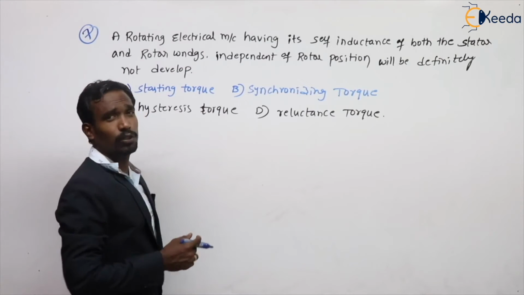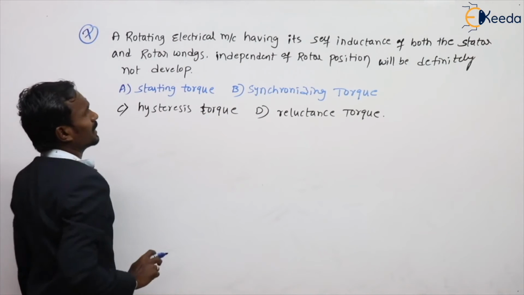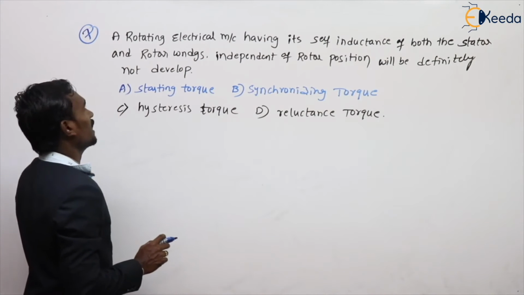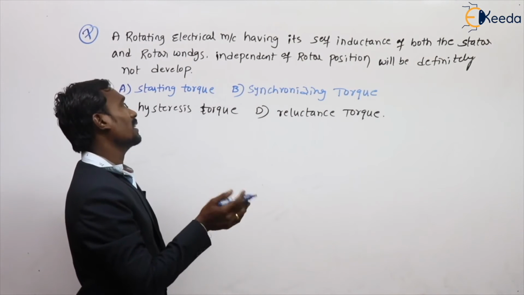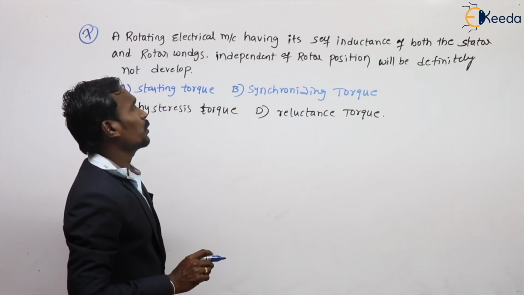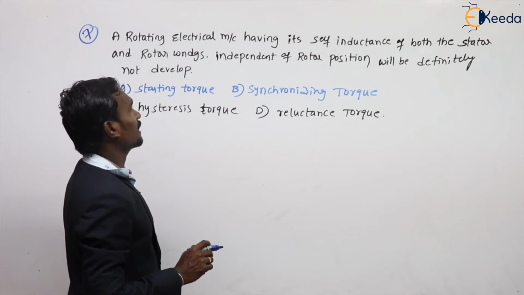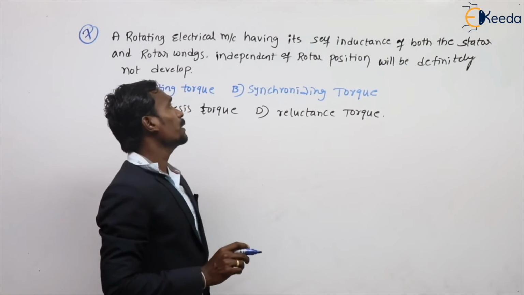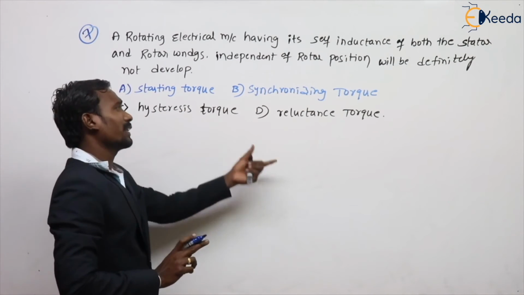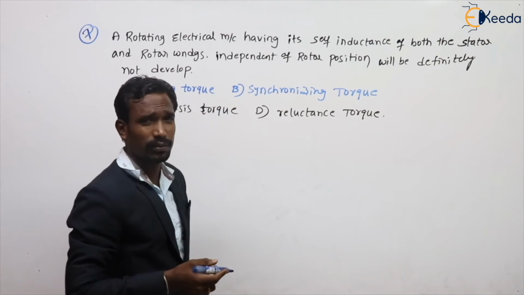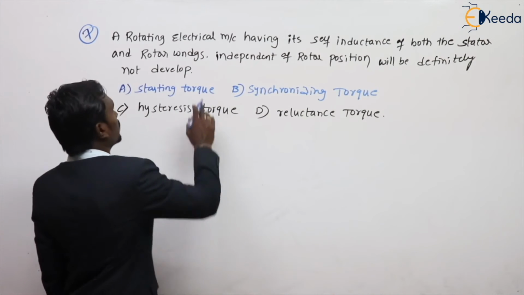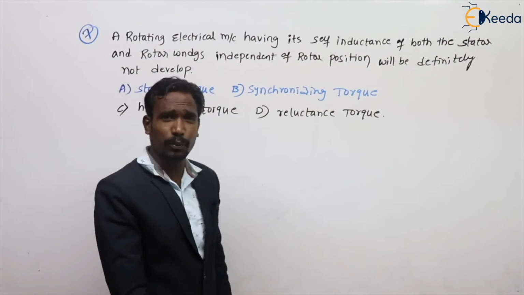Right? See this question. A rotating electrical machine having self-inductances of both the stator and rotor windings independent of rotor position will definitely not develop which of the following? Generally, according to this, the self-inductances are independent of rotor position.